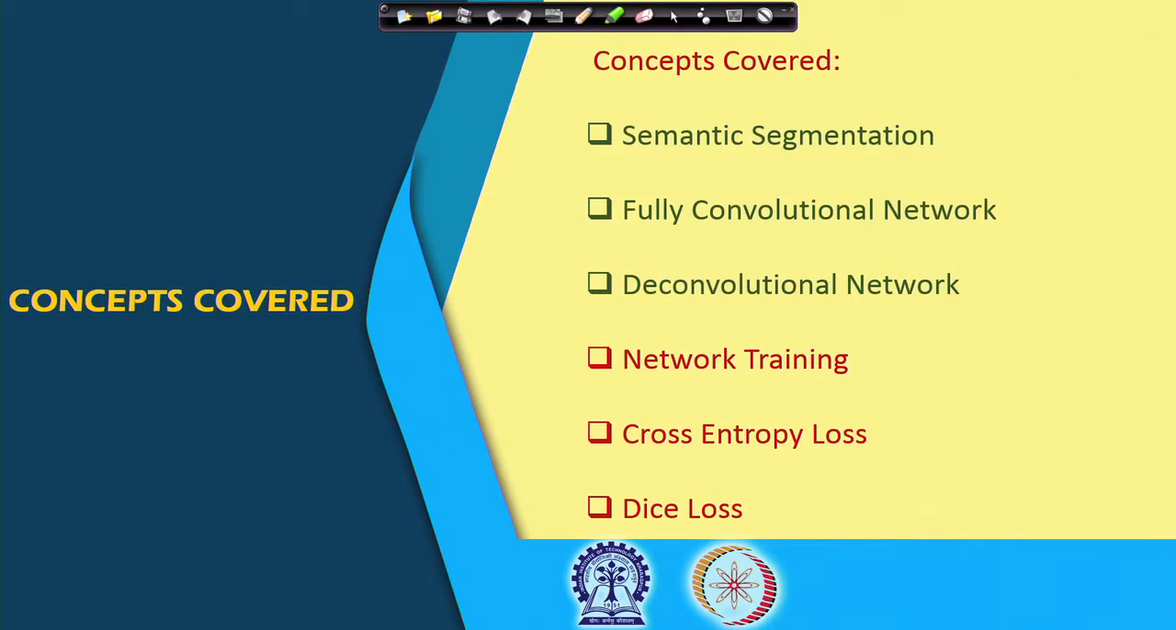Now, in today's lecture, what we are going to discuss is how to train those fully convolutional neural networks, or even the deconvolution neural network, so that those networks are capable of performing the semantic segmentation task. For this, we will talk about two types of loss functions, which are to be minimized during training of these networks. One is the cross entropy loss, and the other is the dice loss.